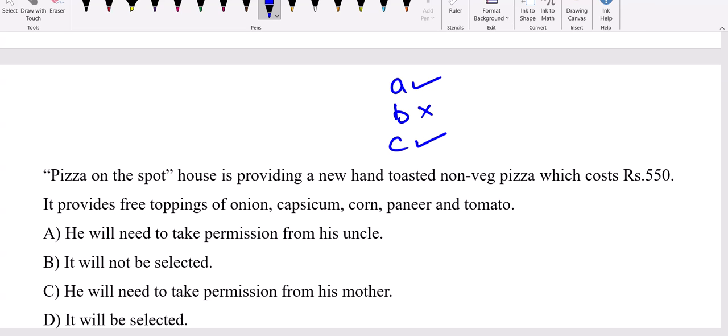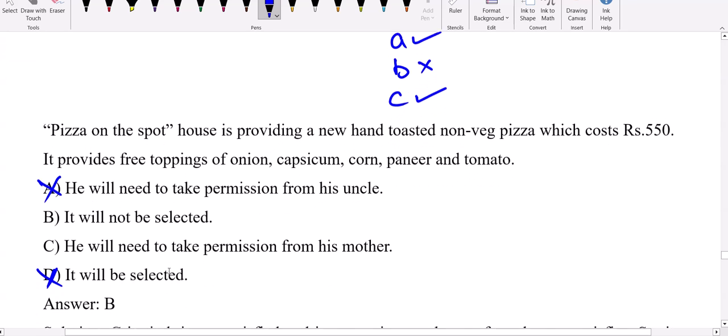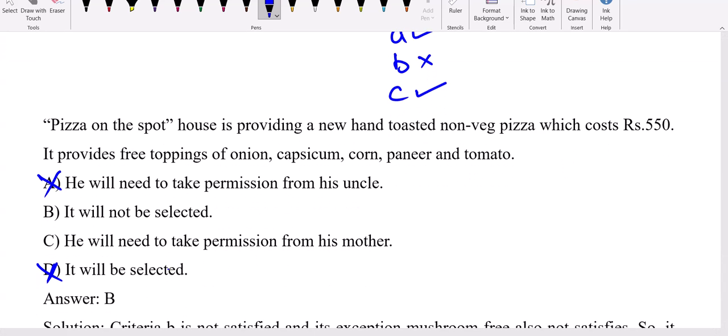So you are taking permission from mother or not selected? Uncle out, selected out. Now you take the decision. Is it taking permission from mother or not selected? Not selected because of mushroom.